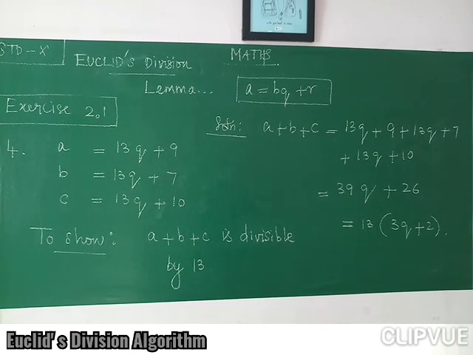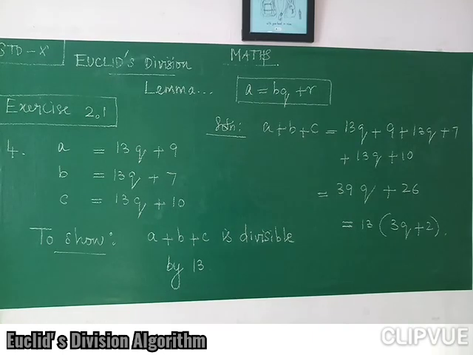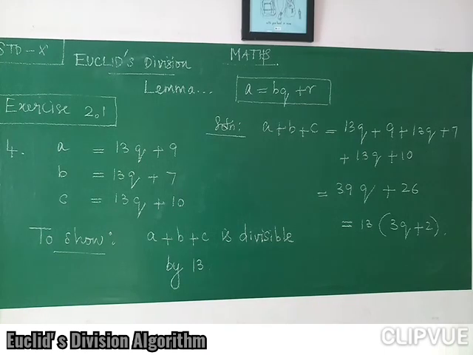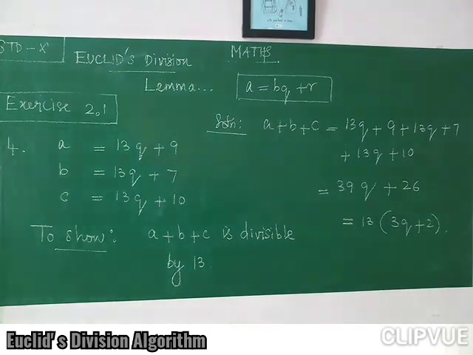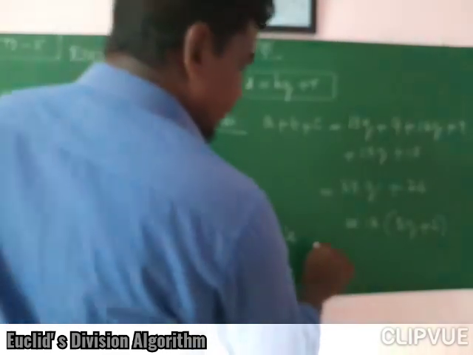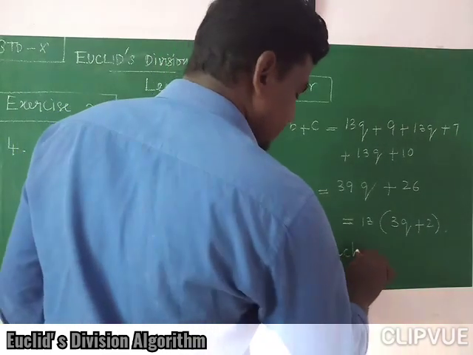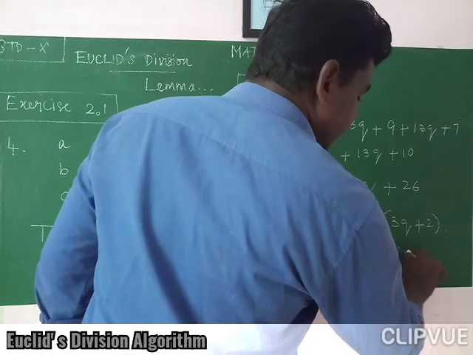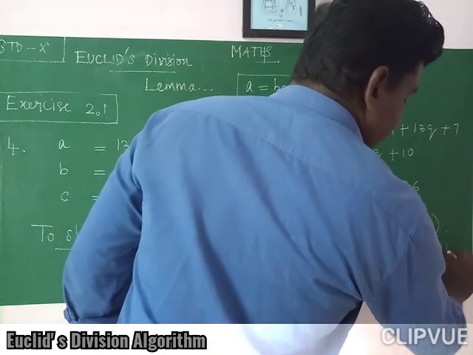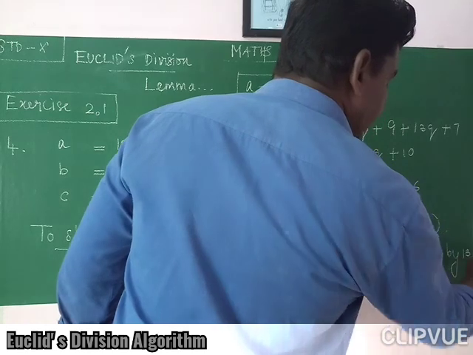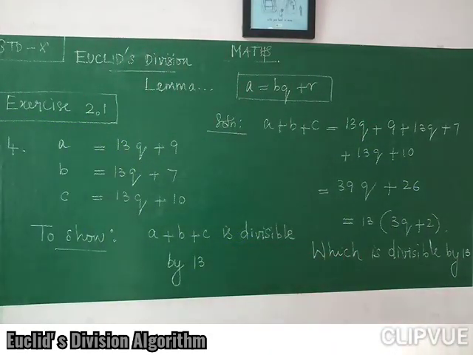If the number is a multiple of 13, it should be divisible by 13. Here the value of a plus b plus c is a multiple of 13. So it must be divisible by 13. If a number is a multiple of 13, it must be divisible by 13. You know very well. Okay.